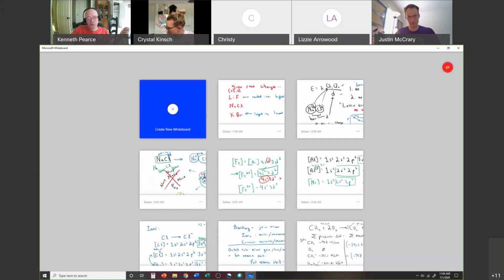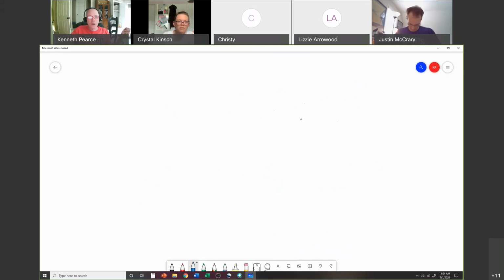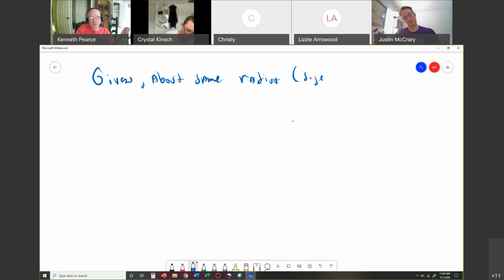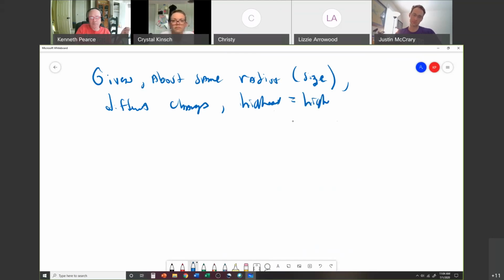And conversely, we can do the same thing over here. And we can say, given about the same R, or radius, or size, different charges, highest equals highest lattice energy, LE.